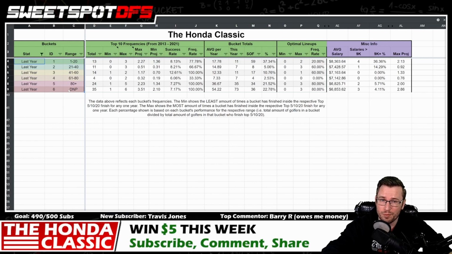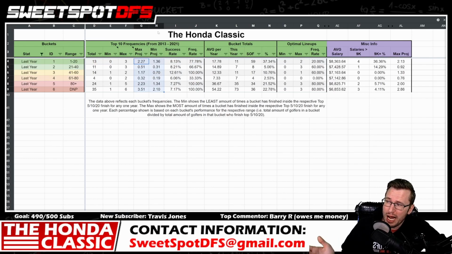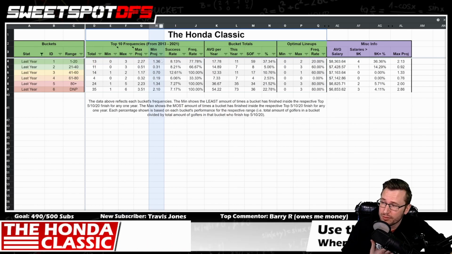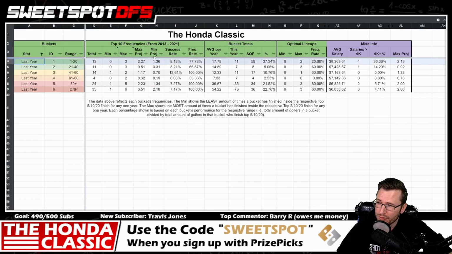We're going to start with the last year bucket. Now, we have bucket totals for this year: how many golfers are in that bucket versus what we normally see. And of course, we've got success rates, frequency rates, and that all gets plugged into the projections, just so you're aware. Now, when I talk about the minimum projection, we always round down. So this 1.36 for last year 1 rounds down to 1. 2.27 rounds up to 3.